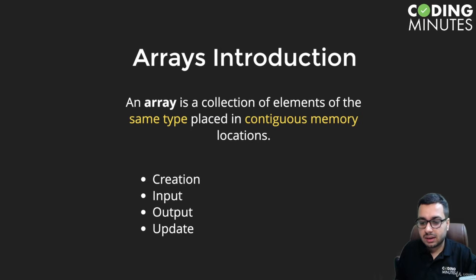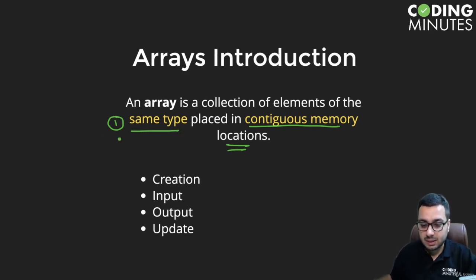So let us talk a little bit about arrays. An array is a collection of elements of the same type placed in a continuous memory location. Okay, so these are the two important things you should remember. The array should have elements of the same type, but in some other languages like Python, the equivalent data structure is called a list, and a list is heterogeneous in Python.